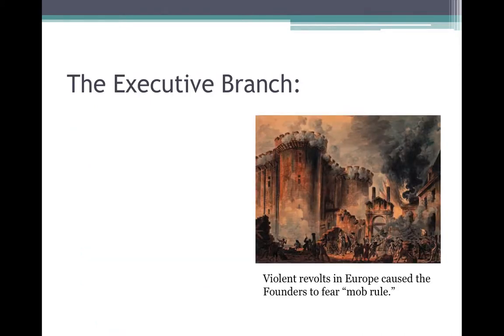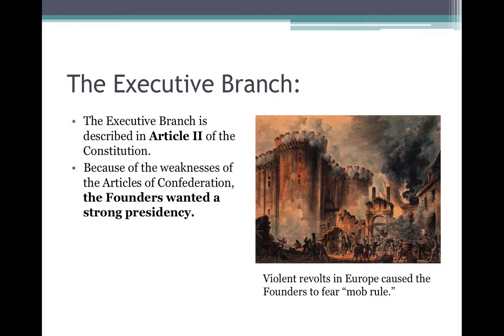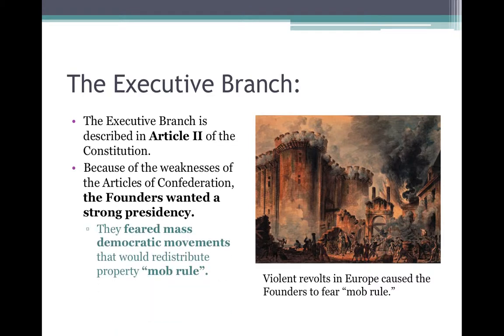The Executive Branch. The Executive Branch is described in Article 2 of the Constitution. Because of the weaknesses of the Articles of Confederation, the founders wanted a strong presidency. They feared mass democratic movements that would redistribute property, commonly known as mob rule. There was a revolution going on in France, which they were very afraid of.